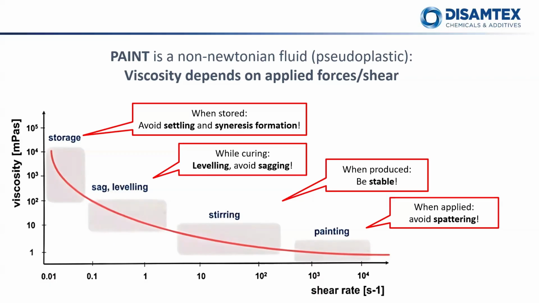Therefore, pH modifiers are crucial because they optimize thickener activation and rheology control. They maintain system stability across different conditions: storage, application, and drying. And they ensure consistent performance and ease of application.